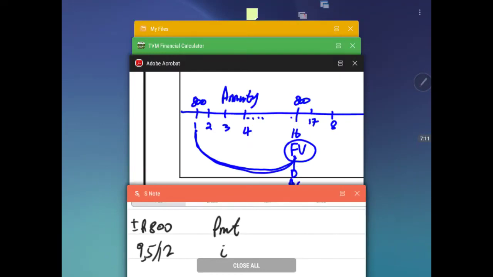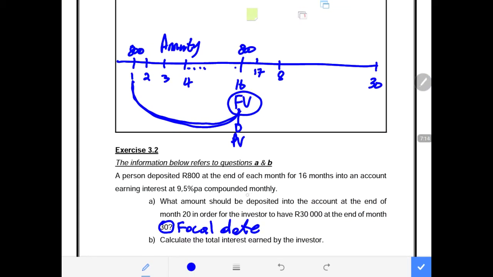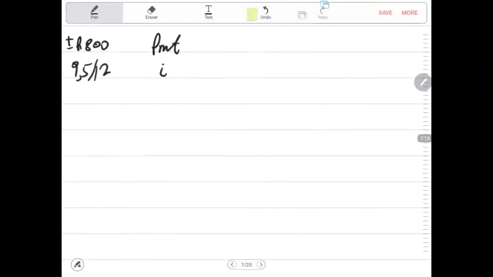Then we are looking for the future value on the last date of the payment. Then we say plus minus 800. Remember, this is an annuity, so the 800 is payments, PMT. Payments are used whenever amounts are the same and they are paid at regular intervals. Then the interest is 9.5% divided by 12. Why divide by 12? Because interest is compounded monthly. So we divide by the number of compounds in a year, which is 12 compounds.